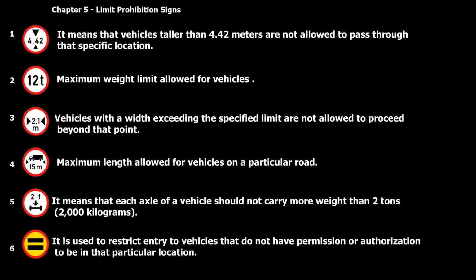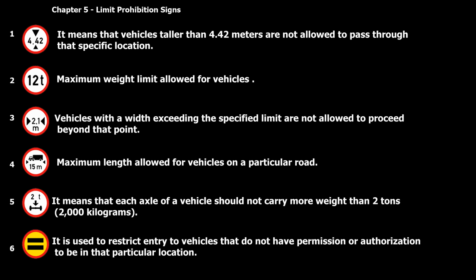And then as we go further, on sign number 5, we see that there's a T and an arrow, and there's a T here. Then we see something that almost resembles two wheels connected to something. So what is that? That is the axle of a vehicle, the underneath part of a vehicle in simple terms. So it means that each axle of a vehicle should not carry more weight than 2 tons.